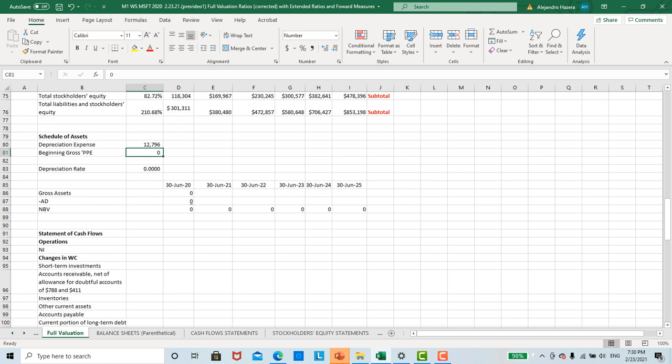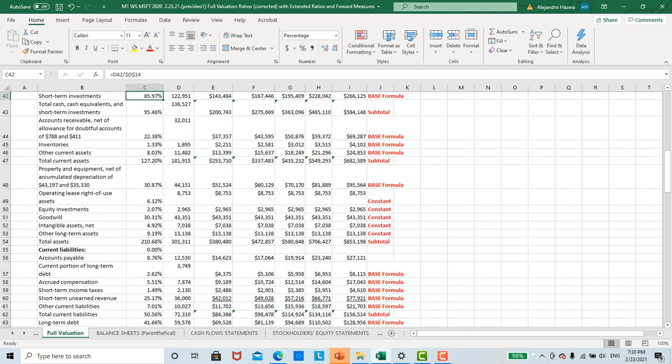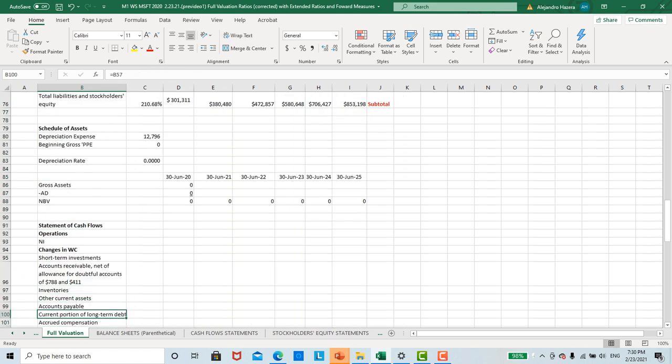My beginning gross assets. Now, you can probably find it in a footnote and link there, but I'm not going to do that. If you go up to your property, plant, equipment, your net assets beginning at June 30th, 20, are 44,151. Then we come over here and your accumulated depreciation is 43,197. So the sum of those two would be your gross assets. So I'll jot it down here, 43,197, and I'll link to the 44,151.